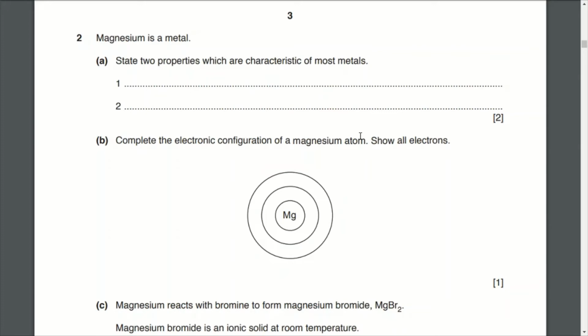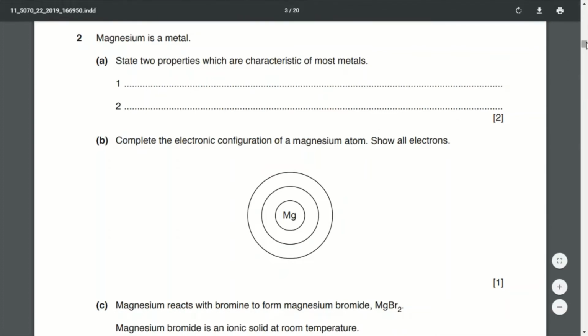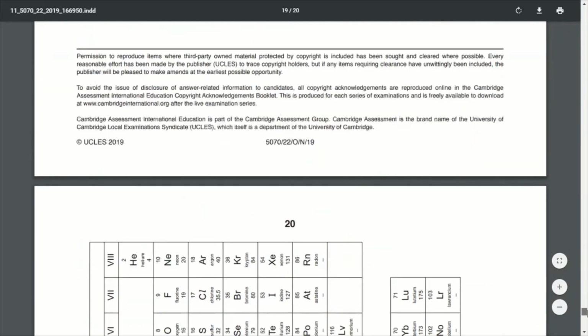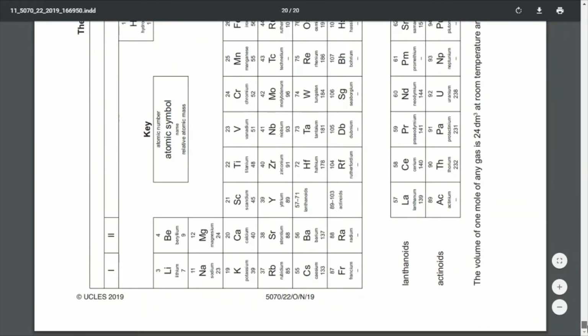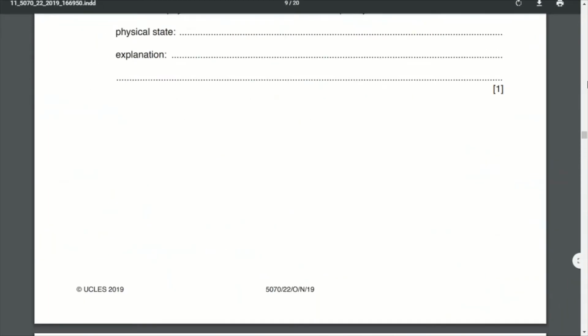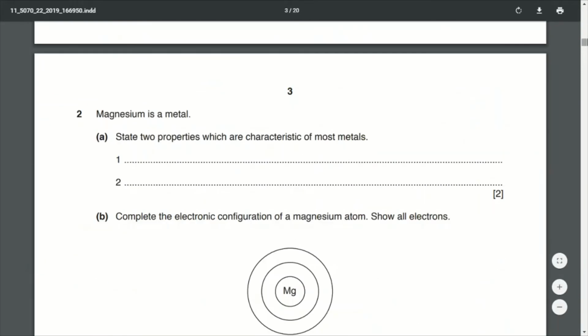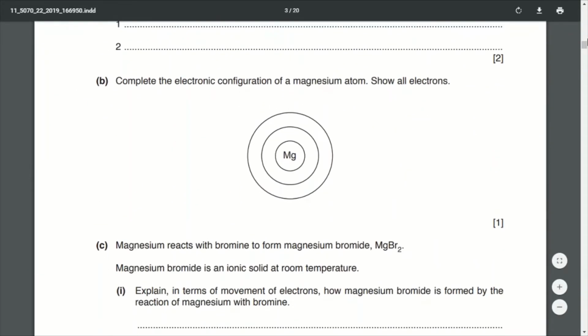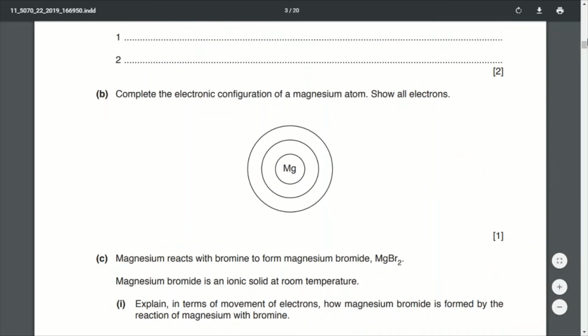Anyways, for magnesium we are going to go to the periodic table. That's way down on the last page, and here we'll see magnesium metal, and magnesium has 12 protons. That means it has 12 electrons as well, because we're talking about the metal and the atom and not its ion or something. So 12 will be divided into 2, 8, 2. That means the first shell will contain 2, the second shell will contain 8, and the third shell will contain 2.